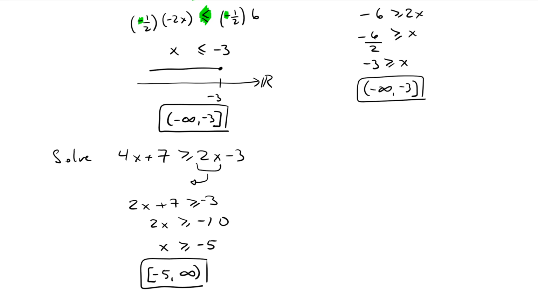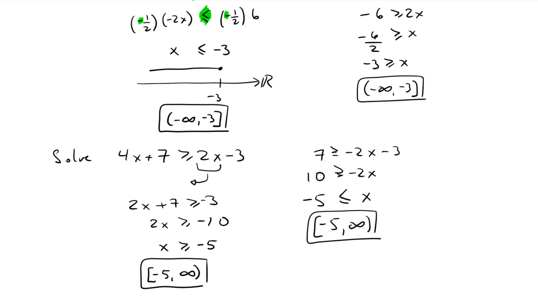Maybe quickly, if I would have sent 4x on the other side, I would have obtained minus 2x here, minus 3. Now I can send a 3 on the other side. Actually, I've got a greater or equal. Get minus 2x. And now if I divide by minus 2, which is a negative, it changes the sign of the inequality, and I get back the same answer as before.